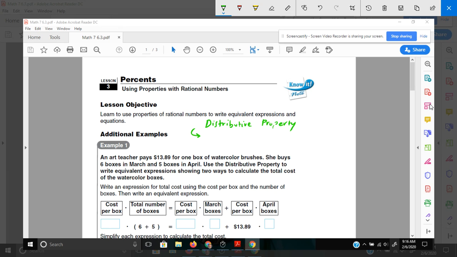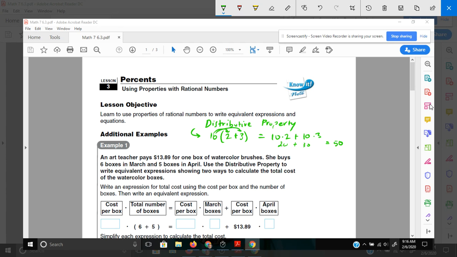Say we had something like 10 times 2 plus 3. You can rewrite that if you want, using the distributive property, as 10 times everything in the parentheses. So 10 times 2 plus 10 times 3. If you were to do that, 10 times 2 is 20 plus 10 times 3 is 30. That would give you 50. Does this yield the same thing?